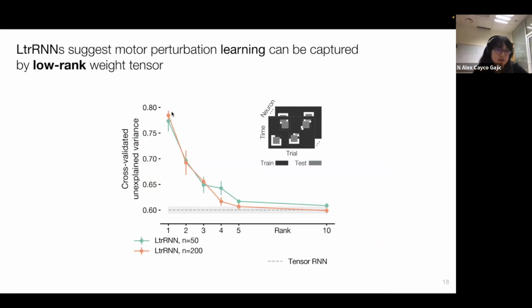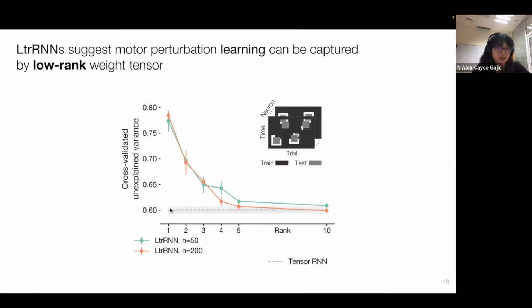So here, this is the cross-validated unexplained variance for LTR, our model, with different numbers of hidden units. And you can see that it reaches this minimum value around rank 5. So it does seem to be very low rank. This gray value is the cross-validated unexplained variance that we get if we fit all of the entries to the tensor, so we can't really do better than that. And you can see that it reaches that performance in just a handful of components. So it appears to be low tensor rank.